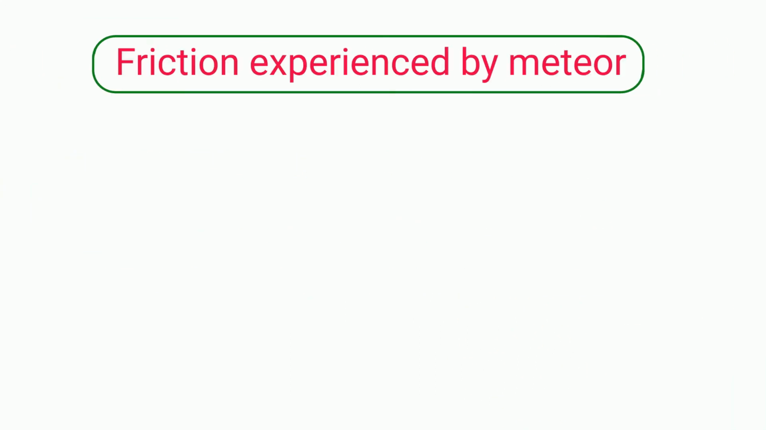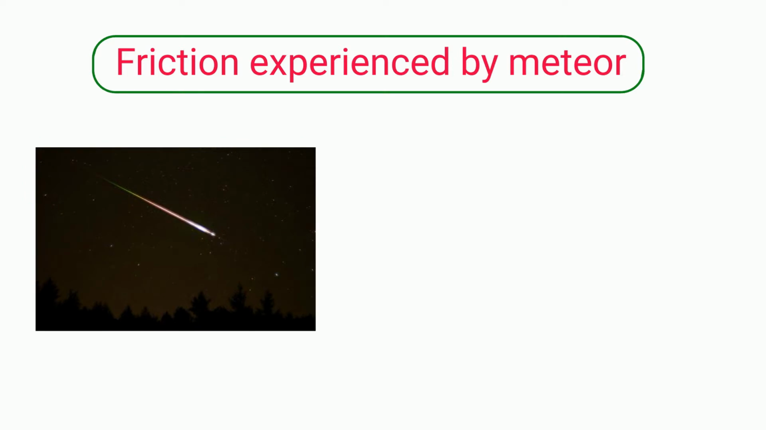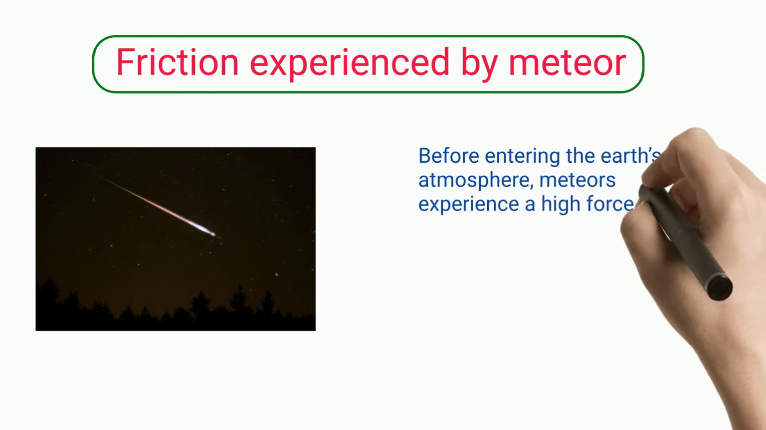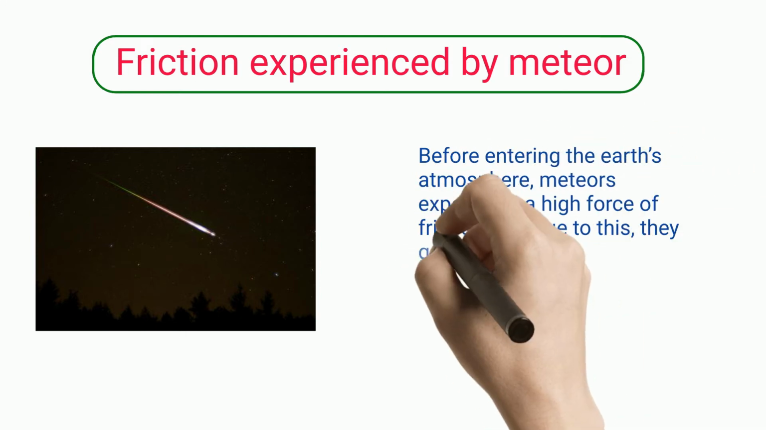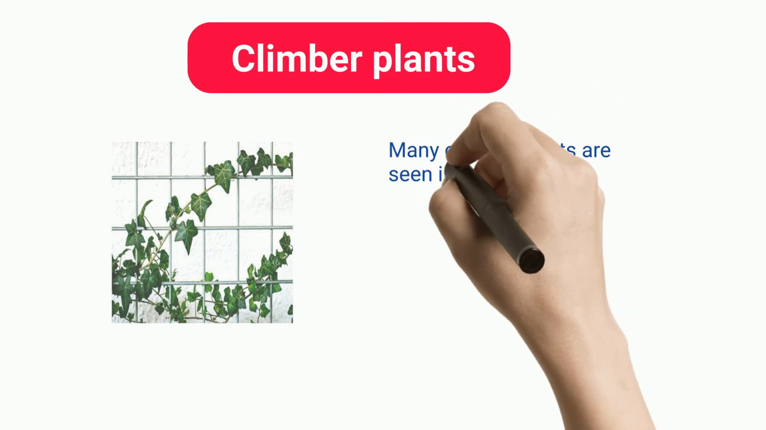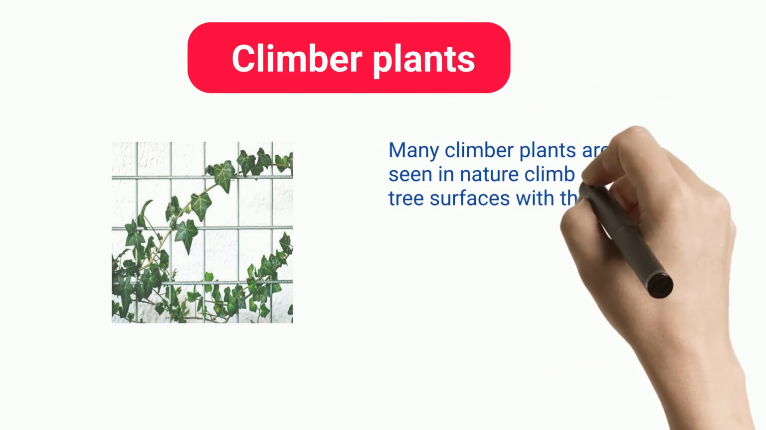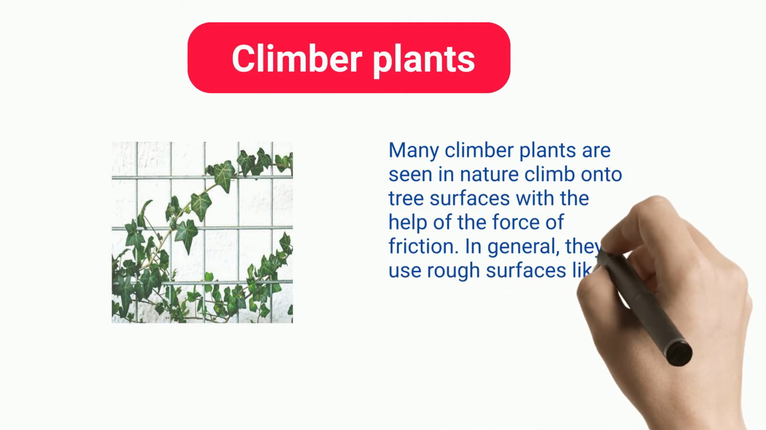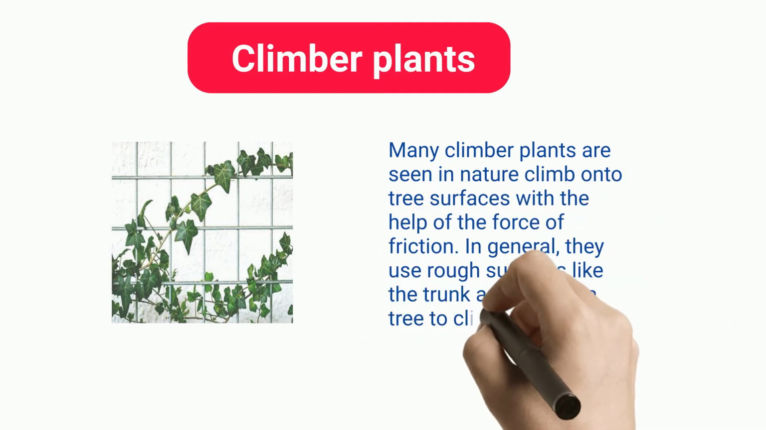Friction experienced by meteor. Before falling onto the surface of the Earth, meteors entering the atmosphere experience a high force of friction, and due to this, they get burned. Climber plants. Many climber plants seen in nature climb onto tree surfaces with the help of the force of friction. In general, they use rough surfaces like the trunk and bark of a tree to climb.